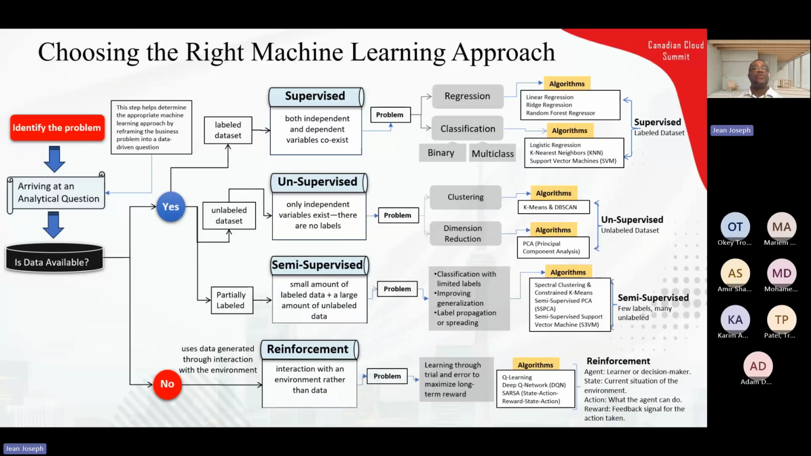Common examples include robotics, game playing, and recommendation systems. So the goal is to find the best sequence of actions that lead to the highest cumulative reward over time, right? Algorithms like Q-learning, deep Q-learning, and SARSA are commonly used to tackle these types of problems. So this is, in a nutshell, the type of machine learning.